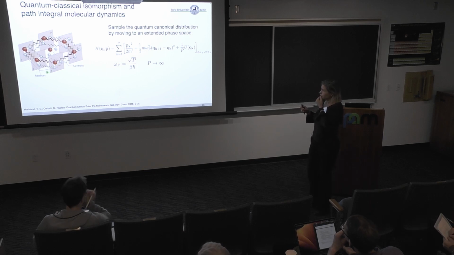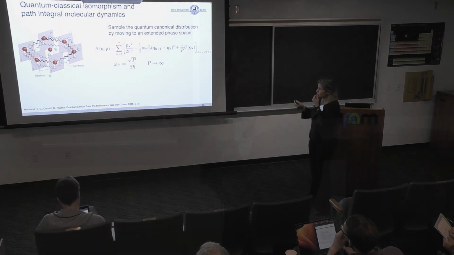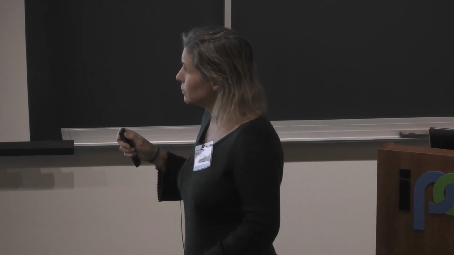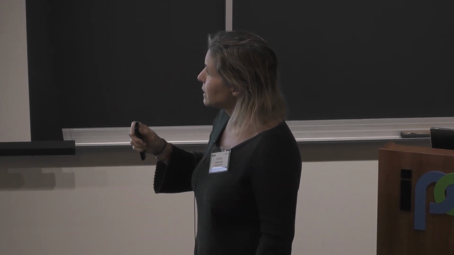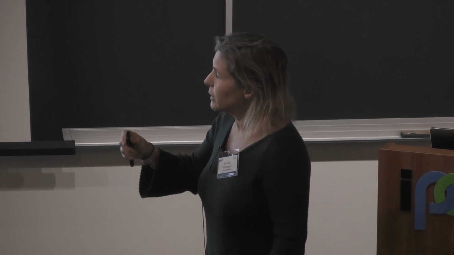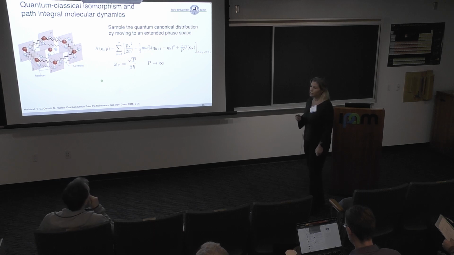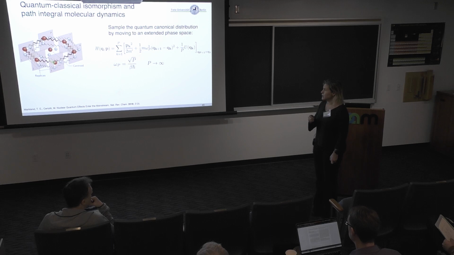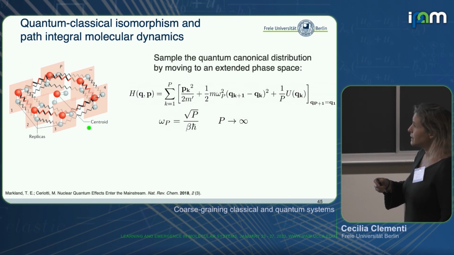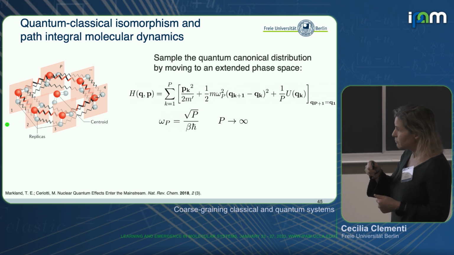This is called the Feynman path integral formulation. What you get is a ring polymer, because all these replicas are coupled together by springs. And we are good at coarse-graining polymers, so we can do the same thing here. We do the reference simulation, the classical path integral simulation, and then we coarse-grain it back to one bit.